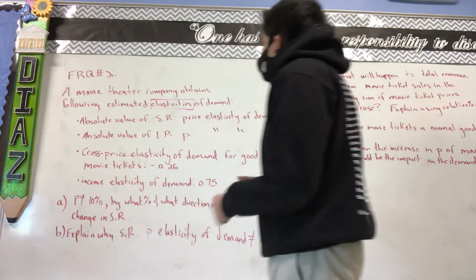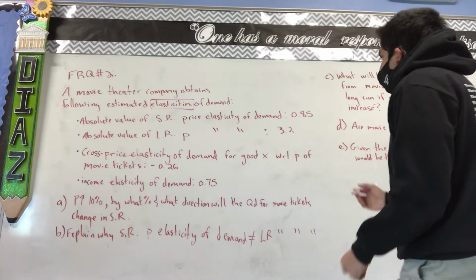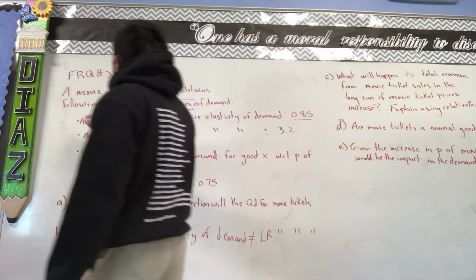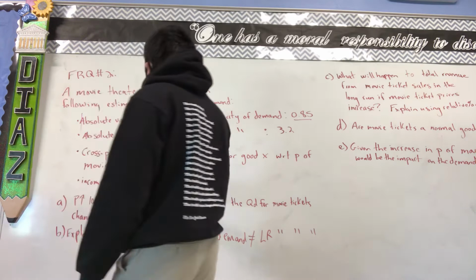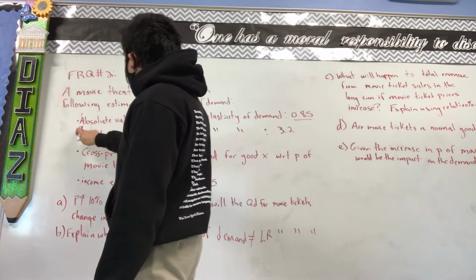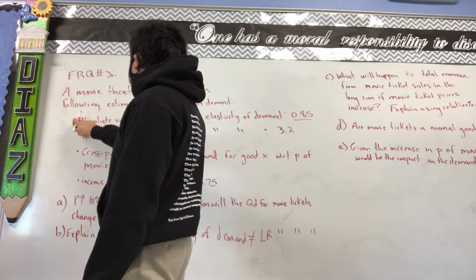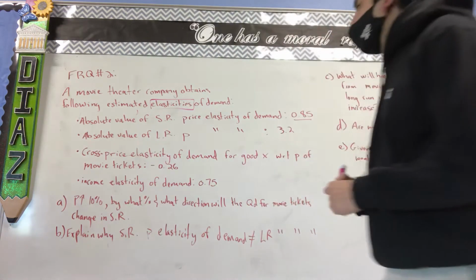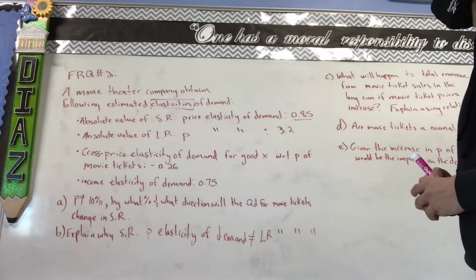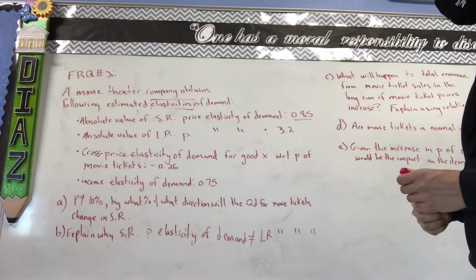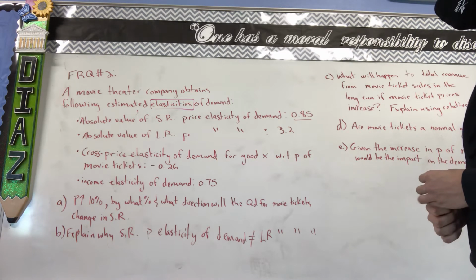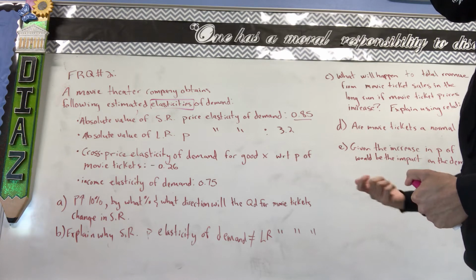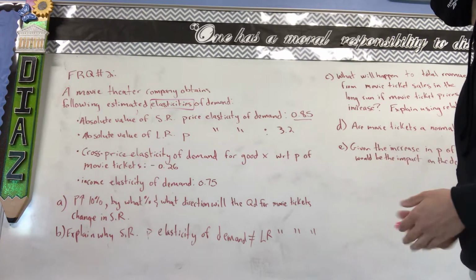first it says the absolute value of short-run price elasticity of demand is 0.85. This number, the absolute value, is super important because we know there's going to be a negative relationship between price and quantity demanded of a good. And so we're just trying to determine the magnitude of that change. If the price goes up, what is going to be the magnitude of that fall in quantity demanded?